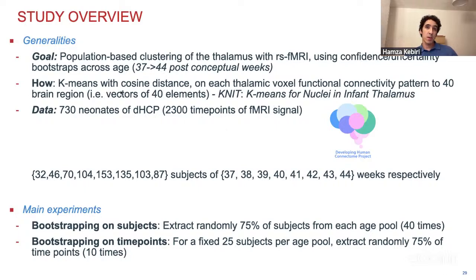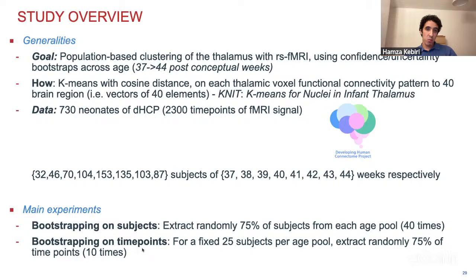And then we cluster all these voxels. We call it KNIT, so K-means for nuclei in infant thalamus. It's also based on some level of bootstrapping and uncertainty and confidence. We bootstrap on the subjects, by randomly taking 75% of the subjects of each age group, computing the functional connectivity, doing k-means, and then checking the overlap between the different clusterings or different segmentations.